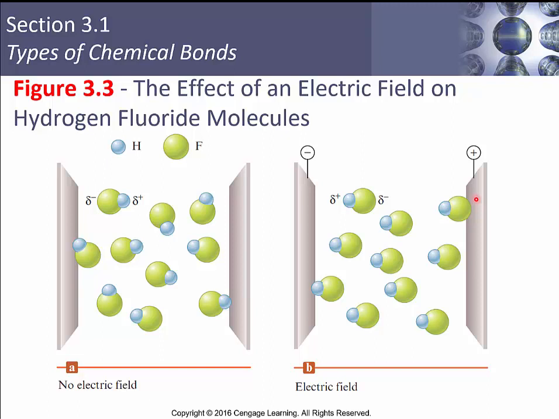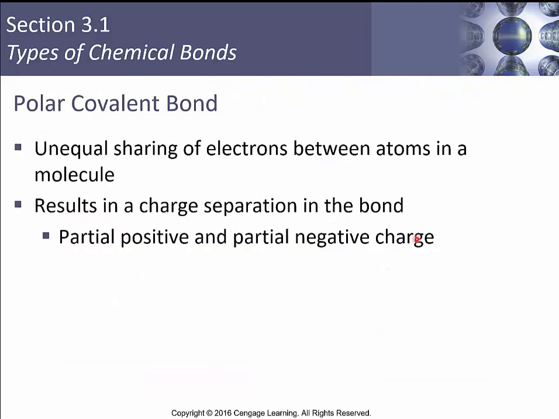All right, so that's one of the ways we're going to actually see these polarized bonds and polarized molecules show up. Our polar covalent bond is an unequal sharing of the electrons between atoms in a molecule. They're going to result in charge separation on the bond and a partial positive and partial negative charge on the 2 atoms that are involved in that bond.